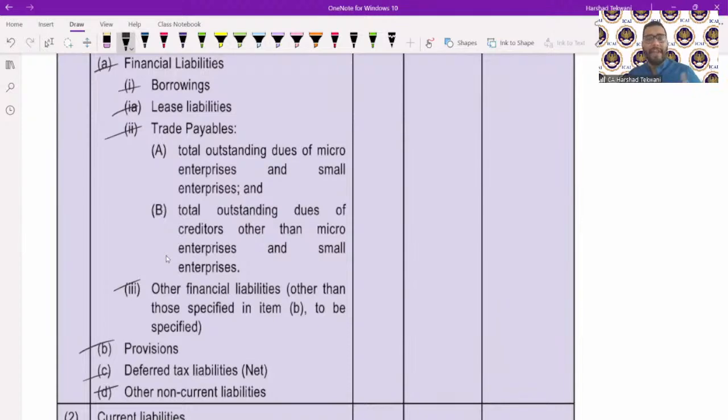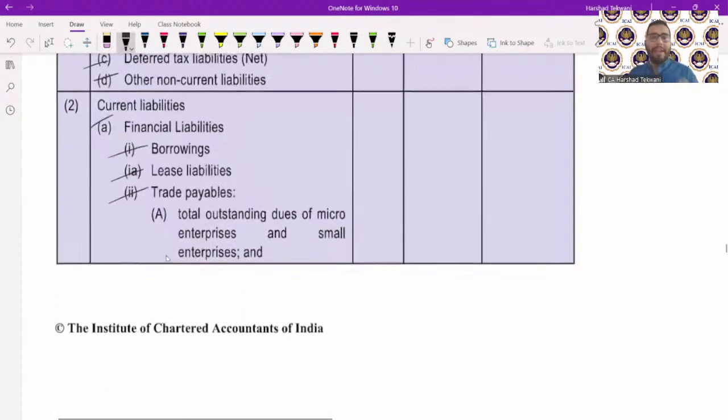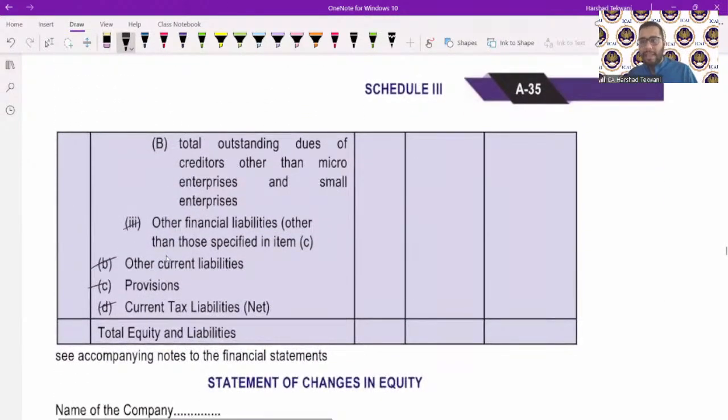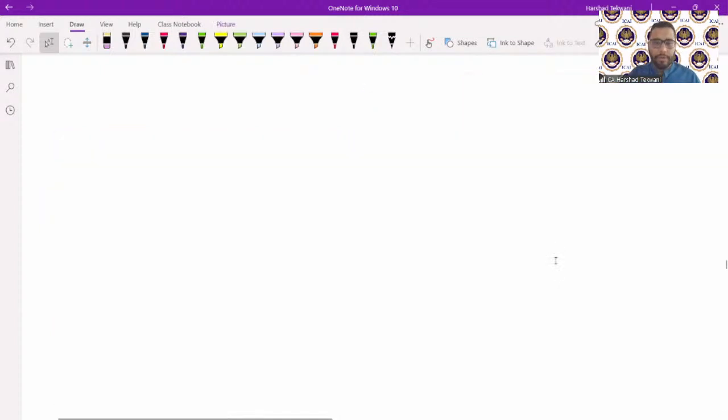Then provisions, deferred tax, and other non-current. Same way in current, financial includes borrowing, lease, trade payable, and others. After that, other current liabilities, provisions, and current tax liabilities. That is your liability side. Let me discuss each quickly.